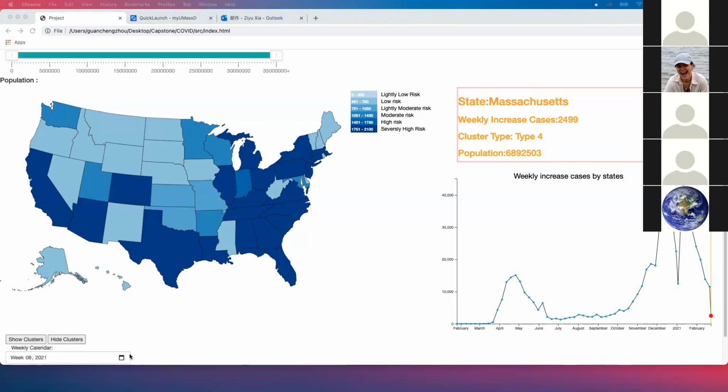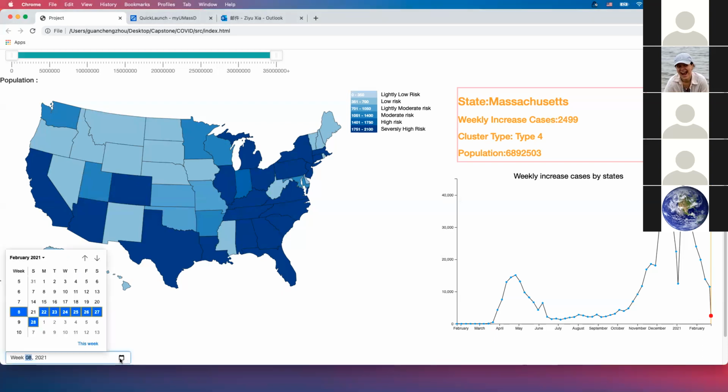A weekly calendar is below the map here. It can let the audience choose the weeks they pick. Each state on the map changes color with the weekly calendar according to the weekly increase data of this state.